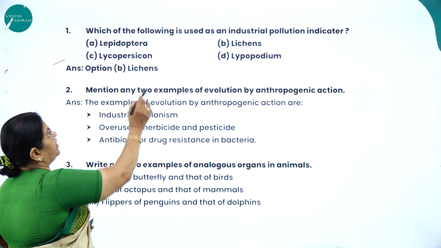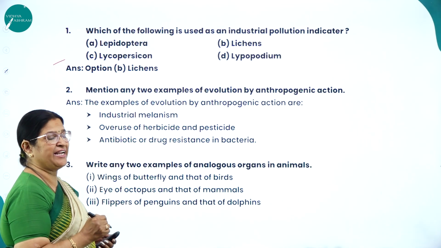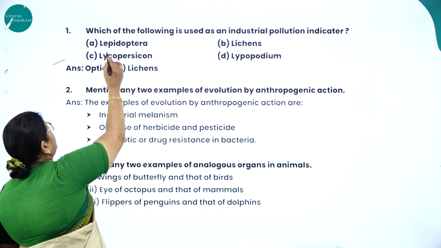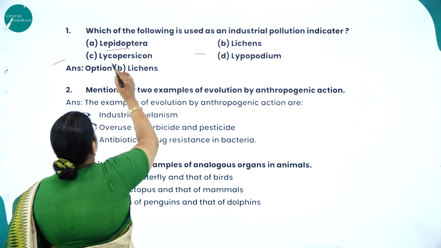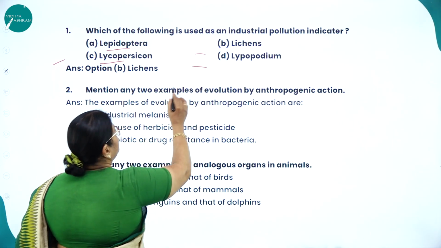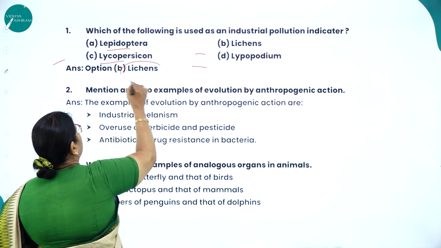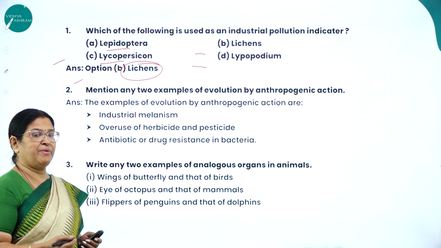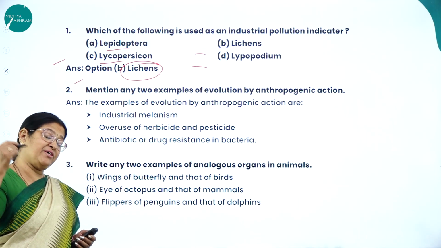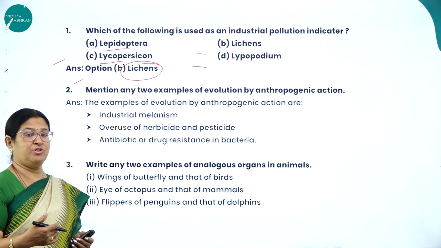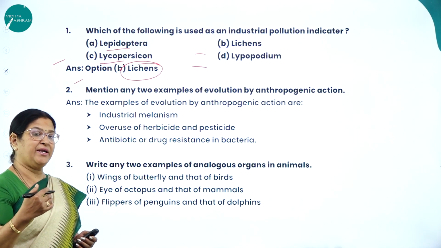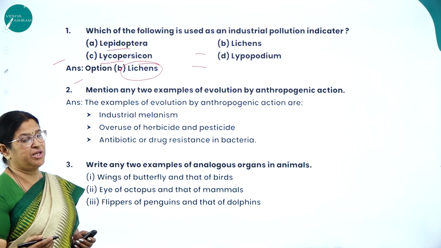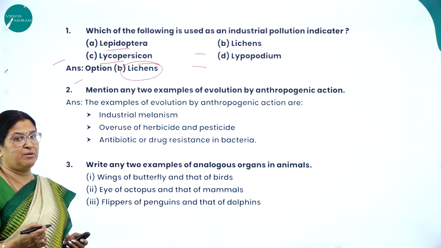Which of the following is used as an industrial pollution indicator? All of us know the pollution indicator is lichen. Is it A, Lepidoptera, B, lichens, C, Lycopersicon, or D, Lycopodium? So the answer is option B, lichen. Like this, MCQs or even fill in the blanks might be asked. As I already explained in my first session, in the blueprint of the question paper, part A1 contains MCQs and part A2 contains fill in the blanks.